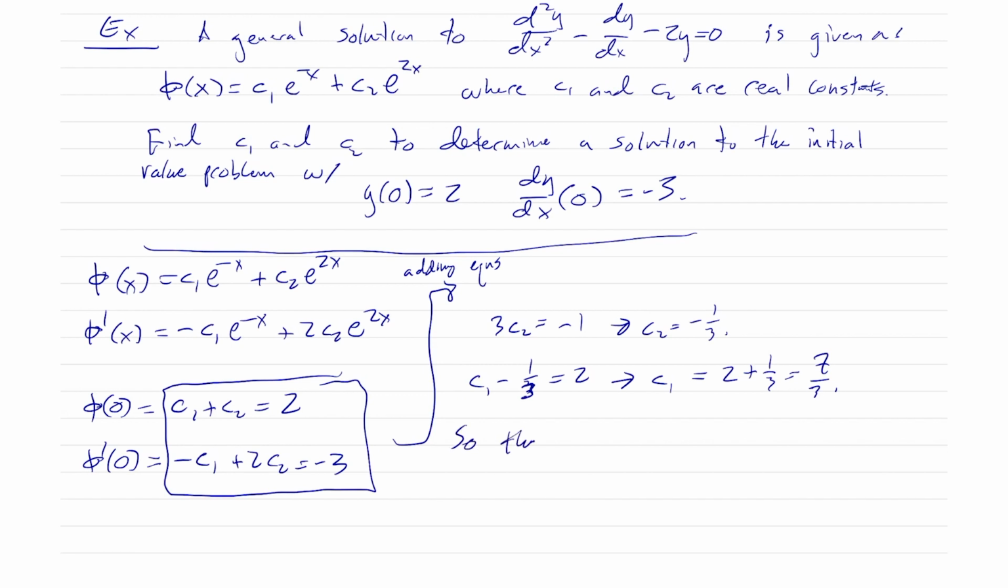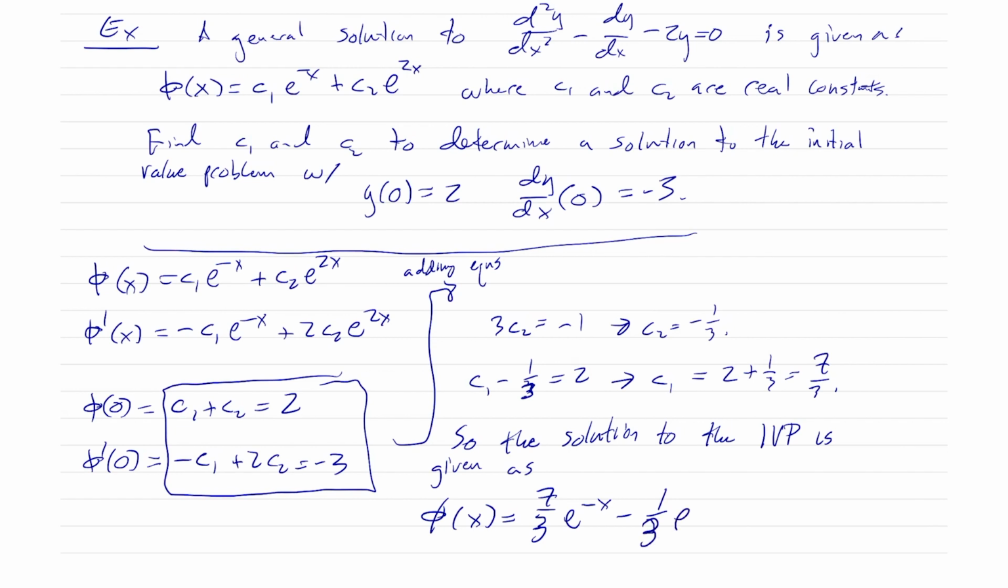So the solution to the IVP is given as phi of x is equal to 7/3 times e to the minus x minus 1/3 e to the 2x. And that's the solution to the initial value problem. Okay, cool. So that's not too bad.